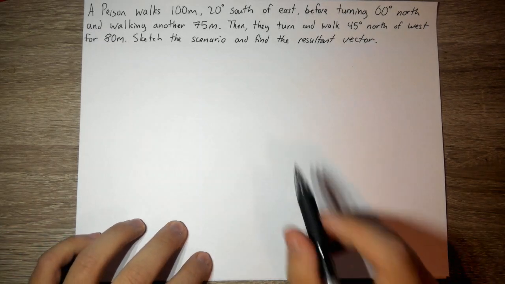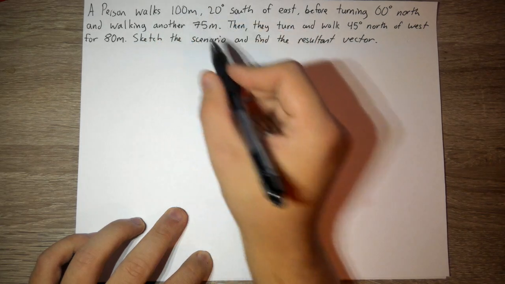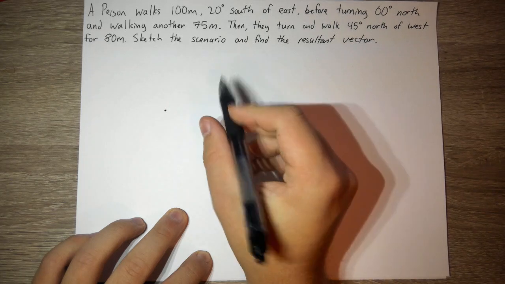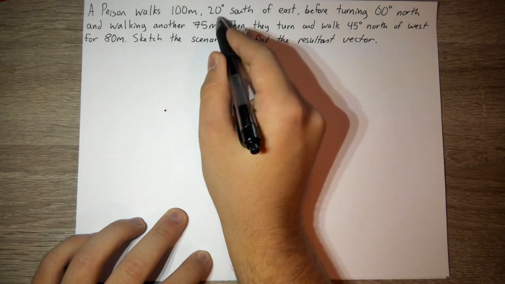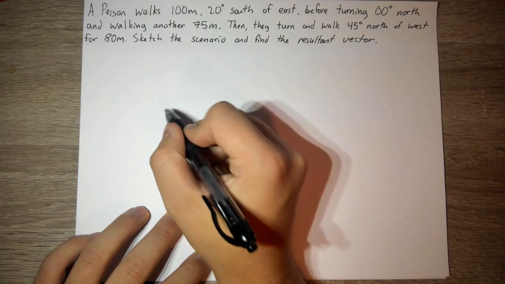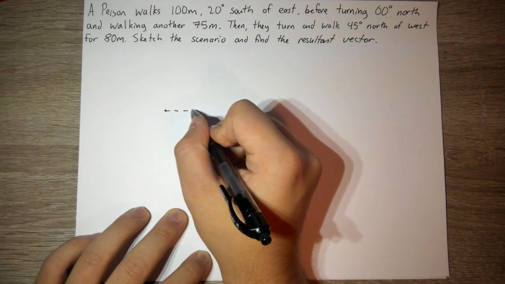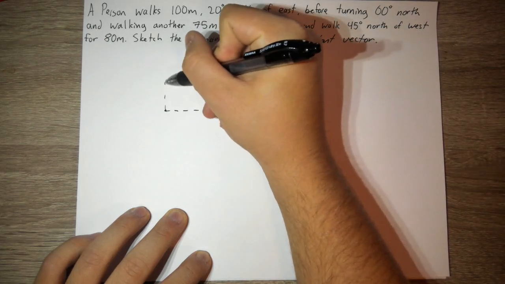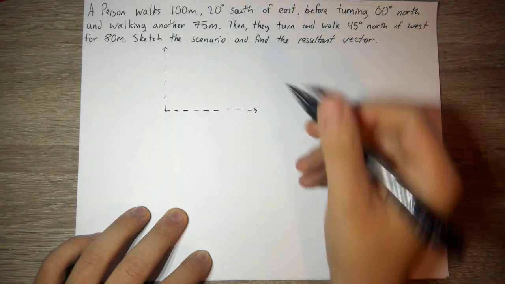So let's start by sketching this, and let's take it one step at a time. So we'll have our starting point, we'll say here. They walk 100 meters at 20 degrees south of east. So let's draw our x and y axis. This is x, this is y, just for reference.